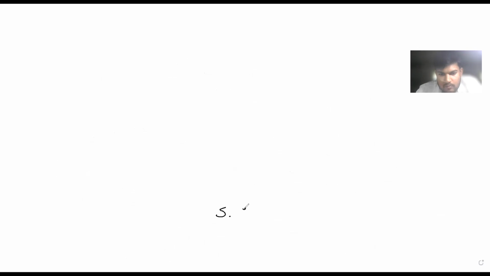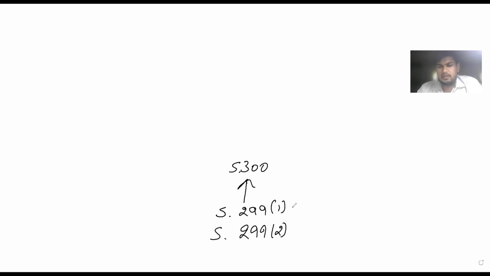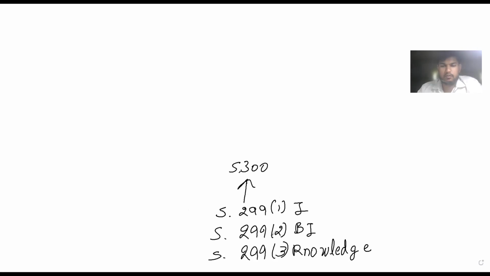Okay. Look, if section 299 is proved, either 1 or 2 or 3, either of the parts is proved, then we'll come to section 300, either 1 or section 299. 2, bodily injury, intention, bodily injury. 299. 3, knowledge of act, that such act is likely to cause death, knowledge.